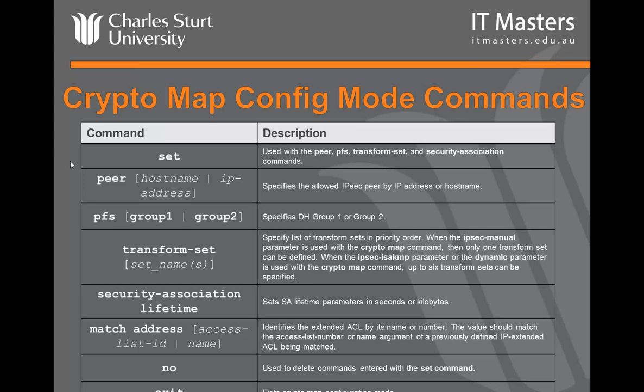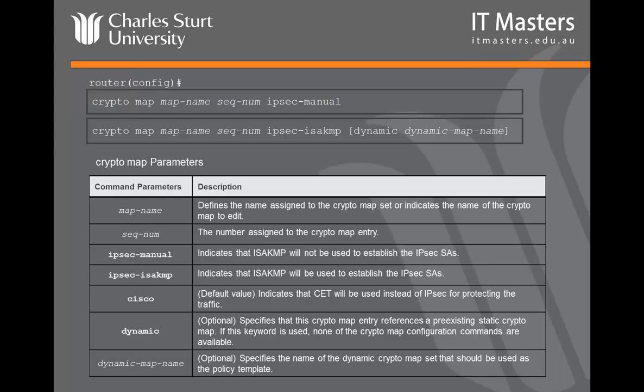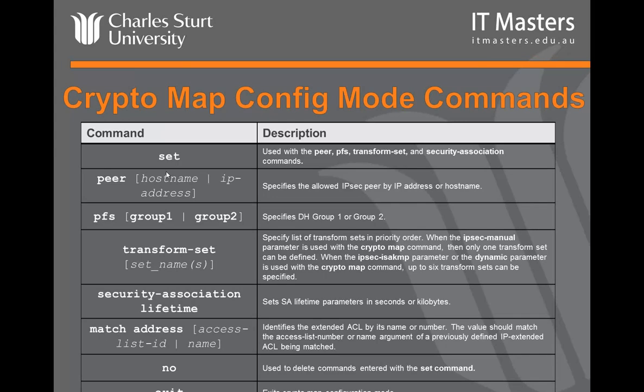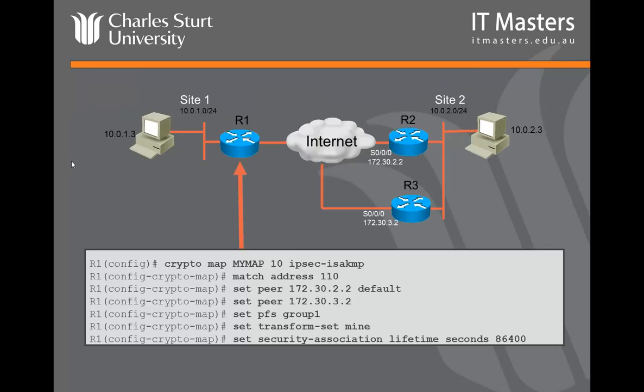So the crypto map config mode command. So once we've, as back in this slide, once we've actually created our crypto map, you notice this is in router config mode. Once we've created our crypto map, we will then drop into actual crypto map configuration mode. And you'll see that in the lab shortly. And there's a number of different commands there that set up our crypto map. Okay, and again, we'll look at that in more detail shortly.